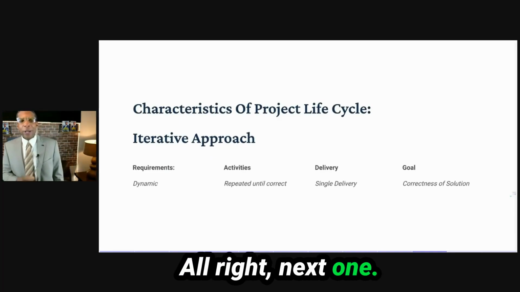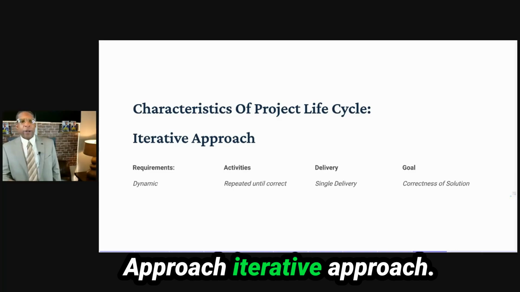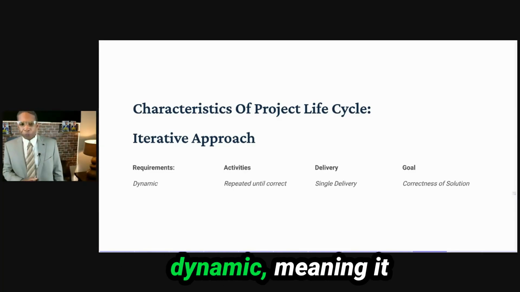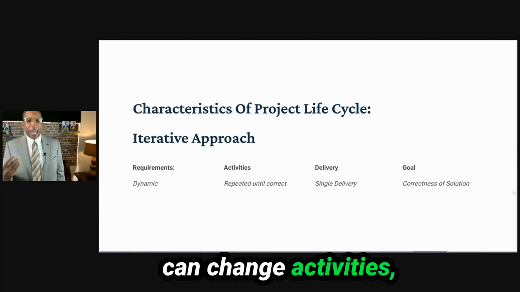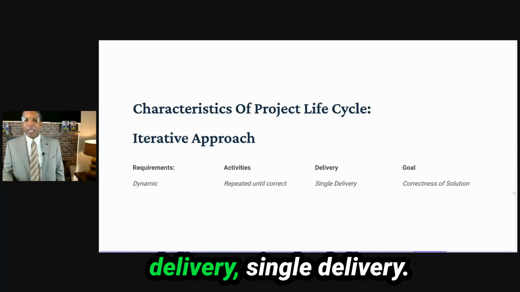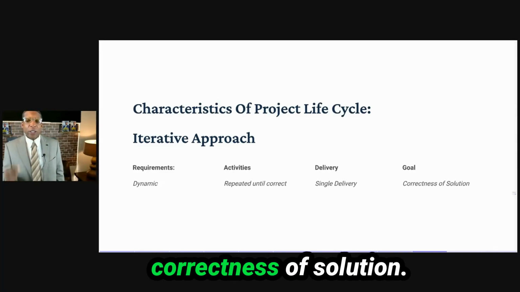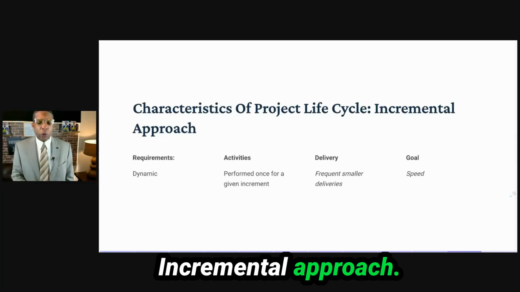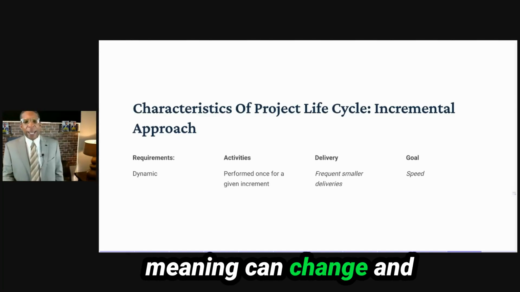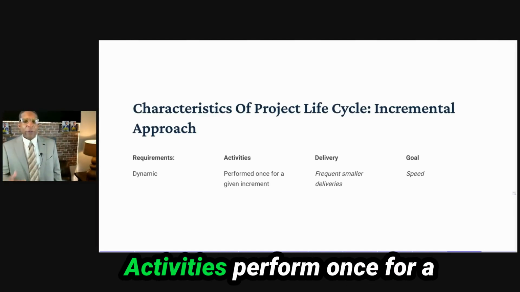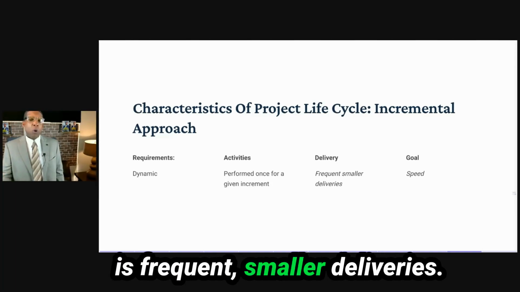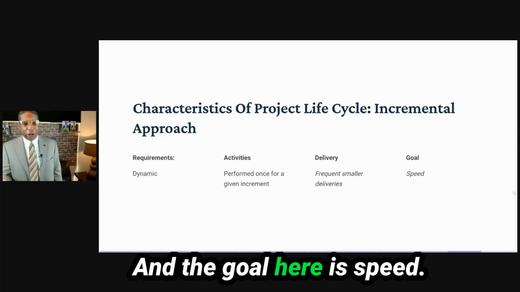All right, next one, iterative approach. Basically, their requirement is dynamic, meaning it can change. Activities repeat until correct. Delivery is a single delivery, and the goal is correctness of solution. All right, let's move on to the next one. Incremental approach. Now, again, this is dynamic, meaning it can change. Activities are performed once for a given increment, and delivery is frequent, smaller deliveries. And the goal here is speed.